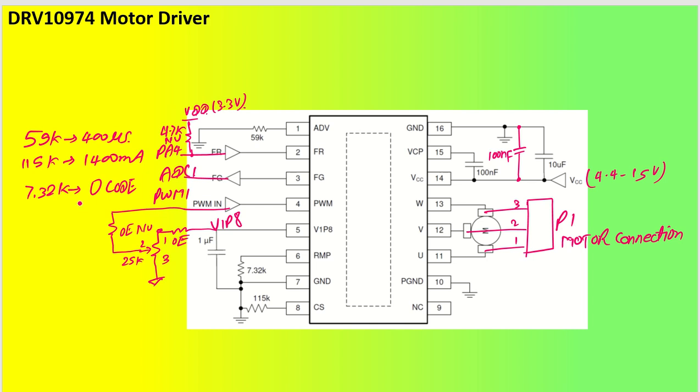In this particular application, I had already told you what the lead angle selection is, that is 400 microseconds, the current limit is 1400 milliamperes, and then the ramp rate setting, that is the acceleration profile, where code 0 is used. And if you want, you can give a PWM input through a potentiometer or variable resistor, or otherwise you can give a PWM input directly. And then this will go to your SDA pin.